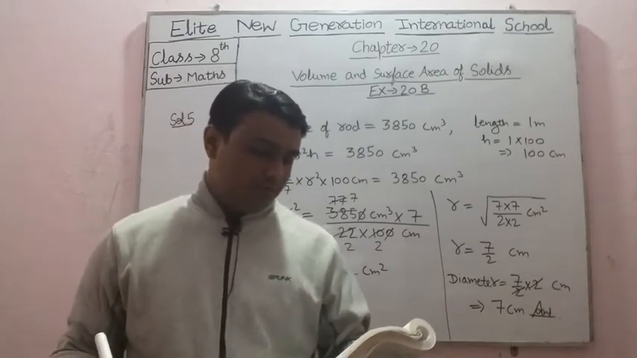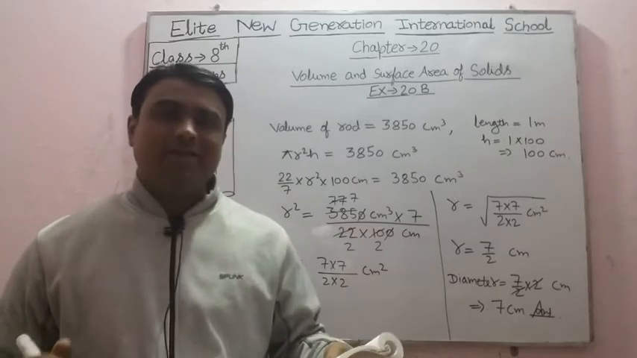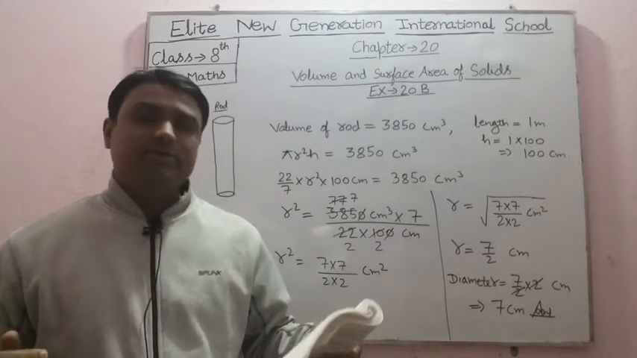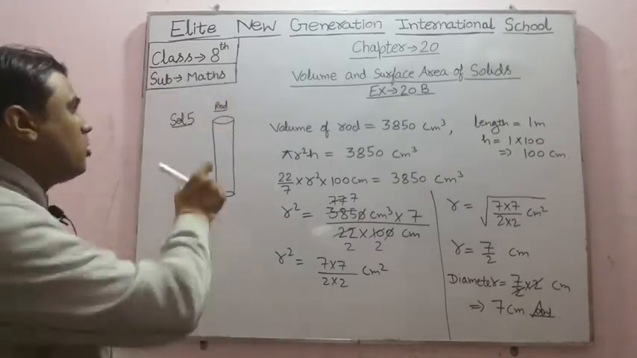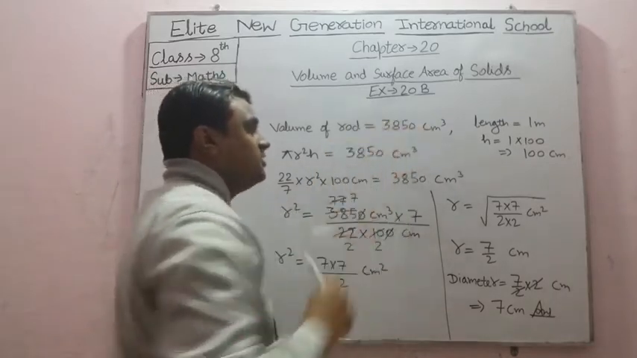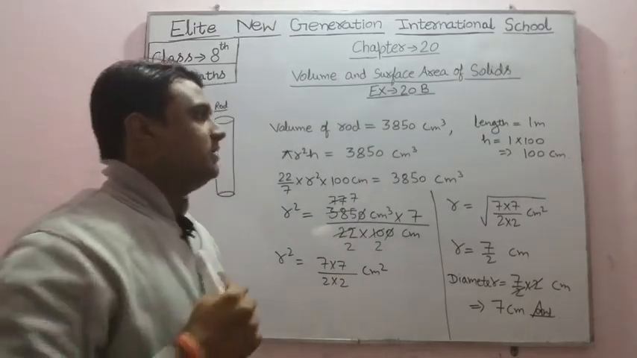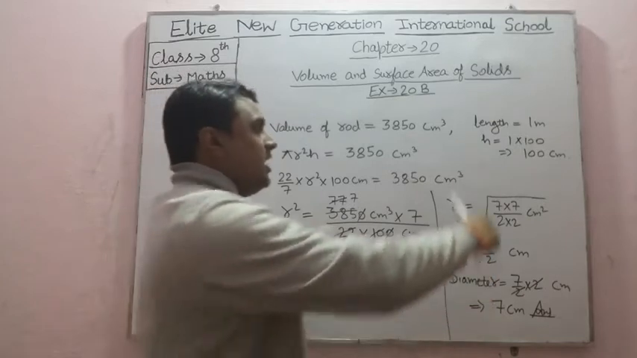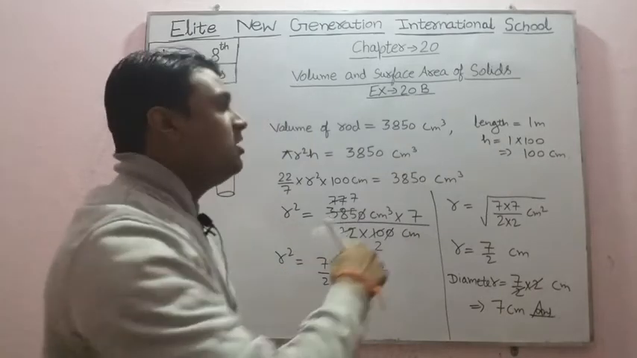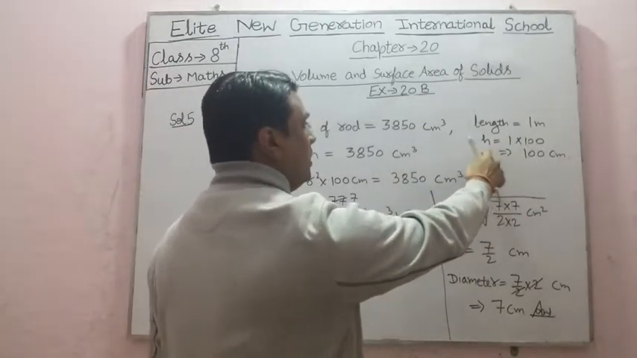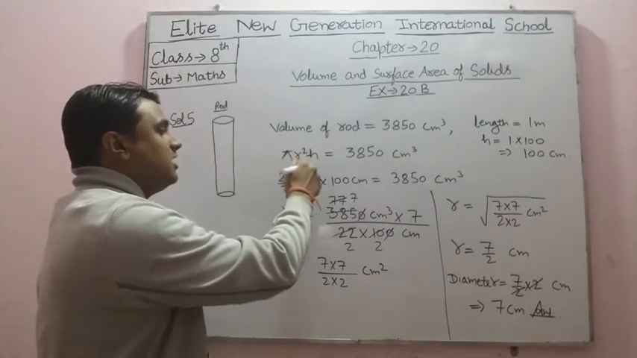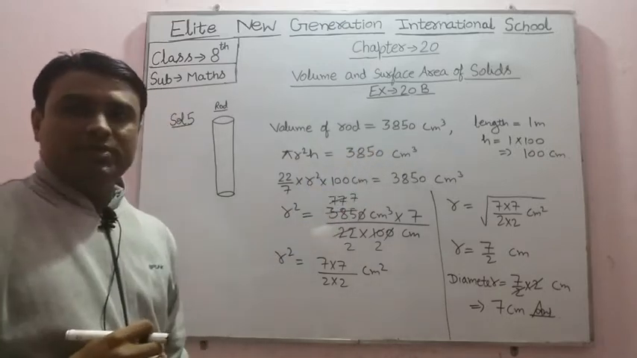In question number 5, the volume of a circular iron rod of length 1 meter is 3850 centimeter cube. Find its diameter. We have a cylindrical rod whose volume is equal to 3850 centimeter cube, and its length or height is given as 1 meter. Here height equals length, which is 1 meter, so we can convert it into centimeter. 1 meter equals 100 centimeter, so the height will be taken as 100 centimeter. Now volume is pi r square h, so pi r square h is equal to 3850 centimeter cube.